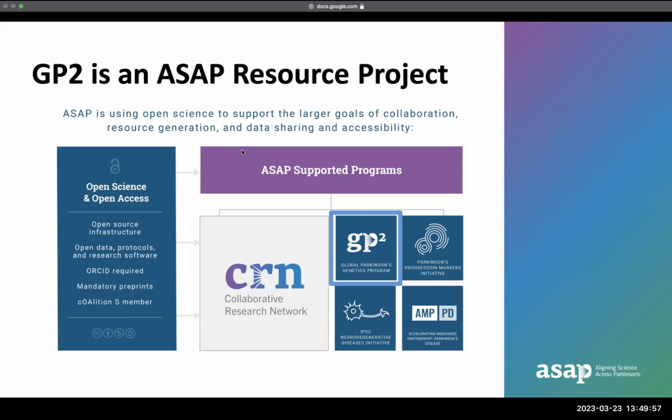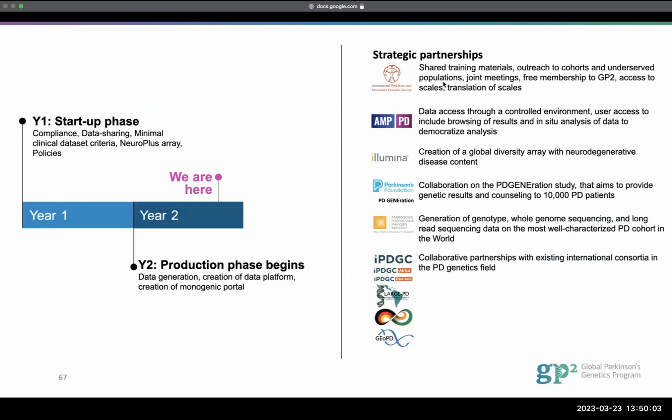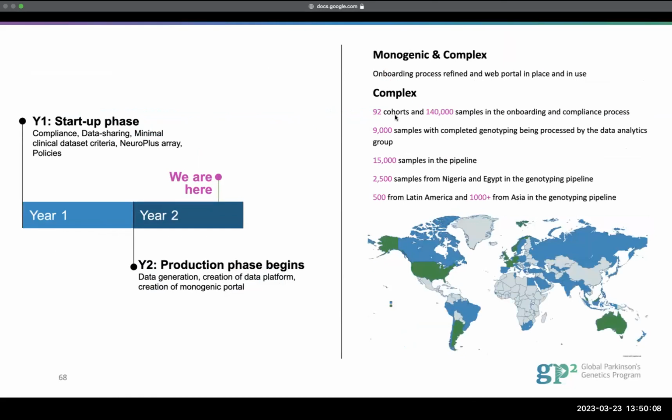Huge effort, huge project, and the goal of this project is to have 92 cohorts, 140,000 samples that are Parkinson's, and one of the biggest efforts is around diversity in these data sets. So 2,500 samples from Nigeria and Egypt, 500 from Latin America, more than 1,000 from Asia. So to get a better sense of the diversity of these disorders as well.